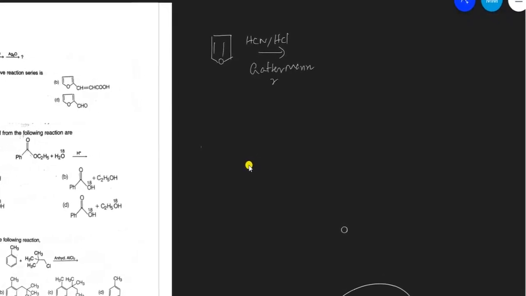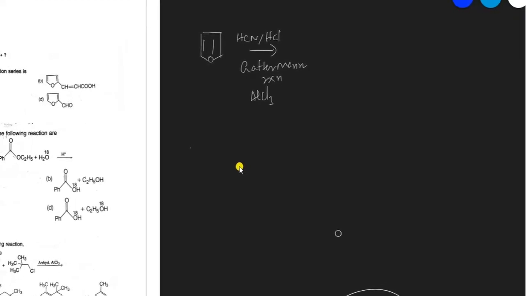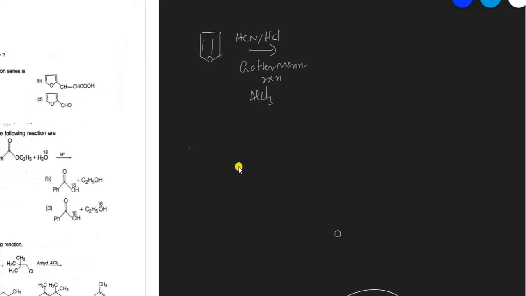This is an example of a formylation reaction in the presence of aluminum chloride. What do you get? The product is the aldimine, CH double bond NH. It is treated with water, undergoes hydrolysis, and the byproduct is ammonia. The product is furfural, that is CHO, an aldehydic product.